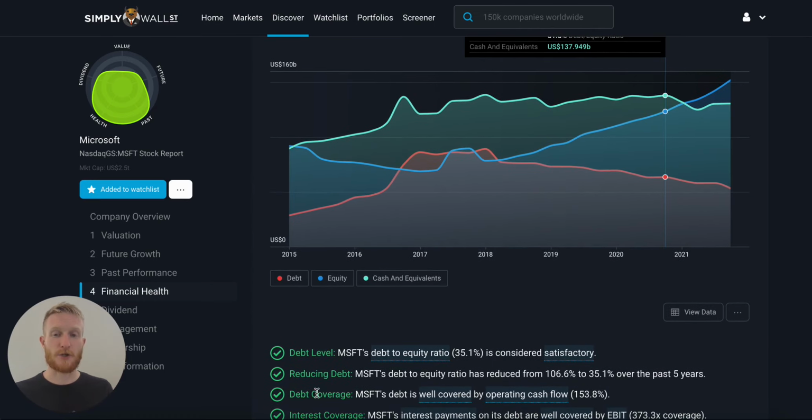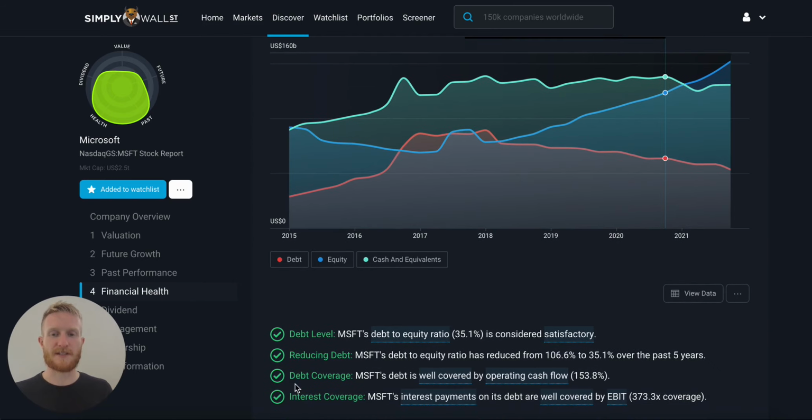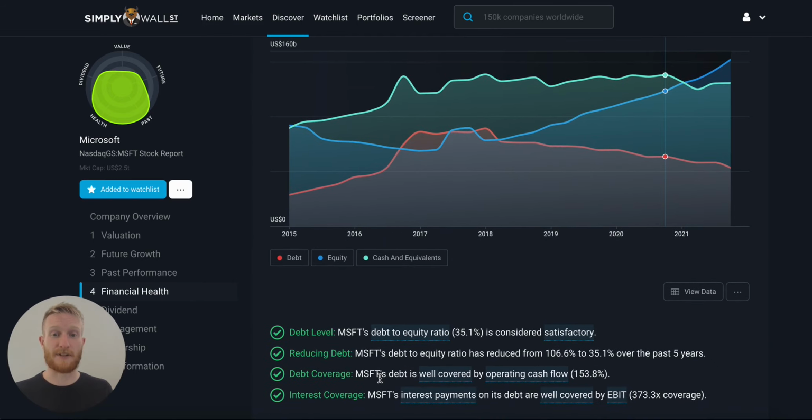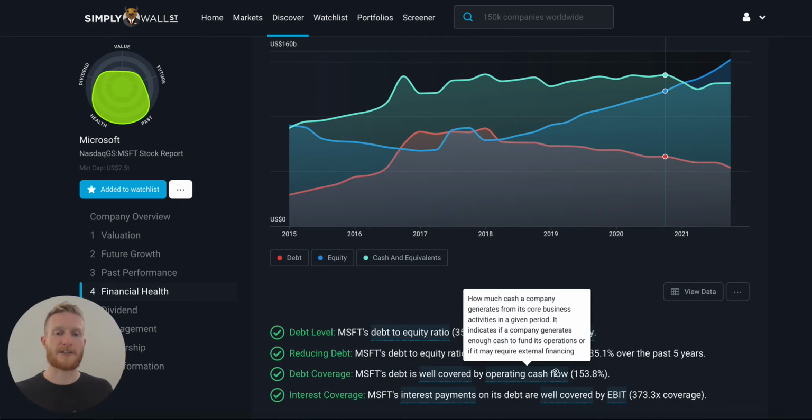The next check we do isn't in relation to the absolute leverage like we did just then. It's more in relation to, okay, it's got some debt, is it affordable? So the first check we do here is debt coverage. And you can see here, according to this check, it says the debt is well covered by operating cash flow. And why do we check against operating cash flow? Well, a business has obligations and we want to see if its operating cash flow, which is cash flow from its core business, covers a sufficient amount of the debt that's due.